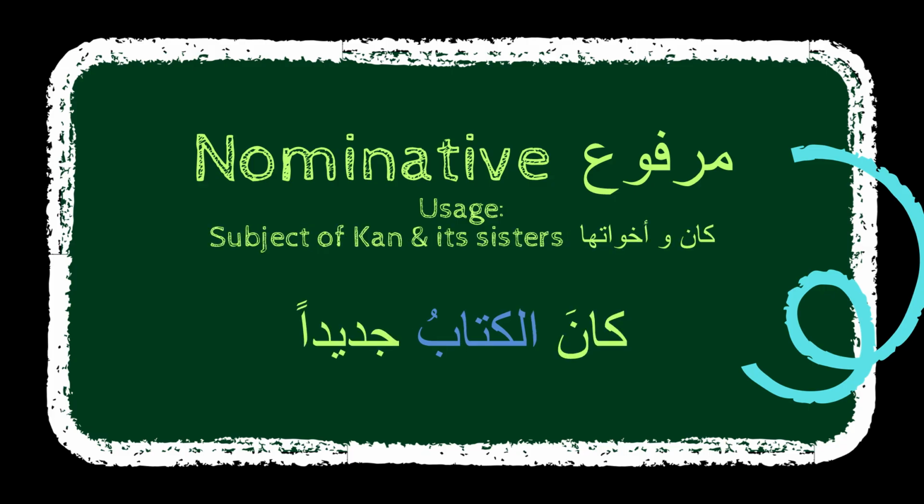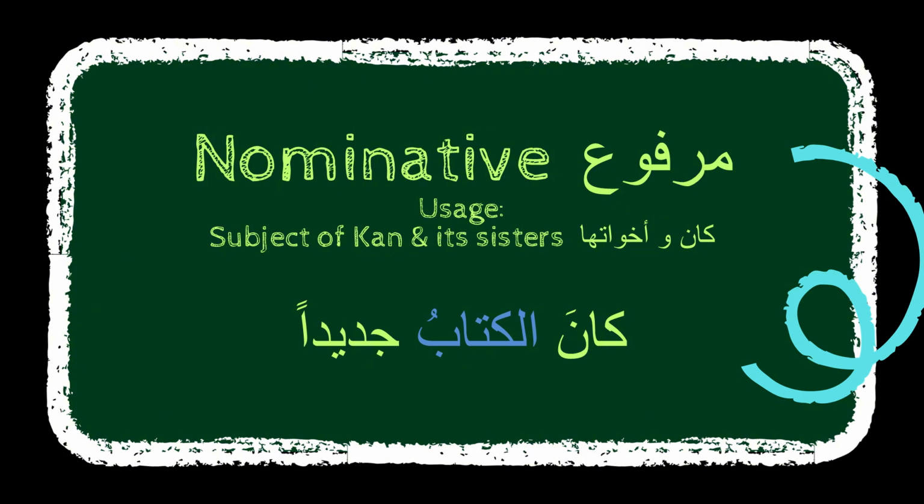The next usage of the nominative or marfu' is the subject of kana and its sisters. And in this channel, we have a video about kana and its sisters. I'll link it down below. But this sentence here is كان الكتاب جديدا. So it means the book was new. We have kana and we have الكتاب. الكتاب is the subject of kana and its sisters. And the subject of kana and its sisters is always going to be marfu'. So this is another usage of the nominative or marfu' in Arabic.